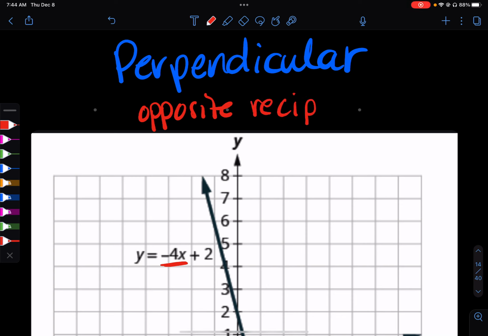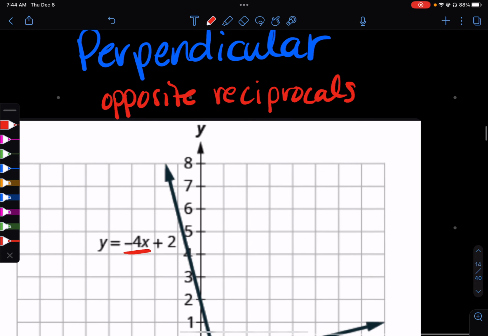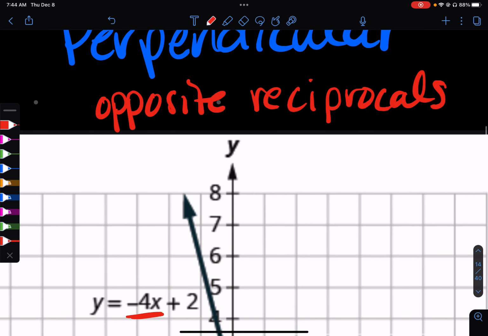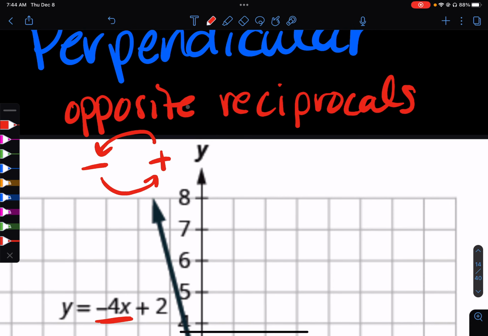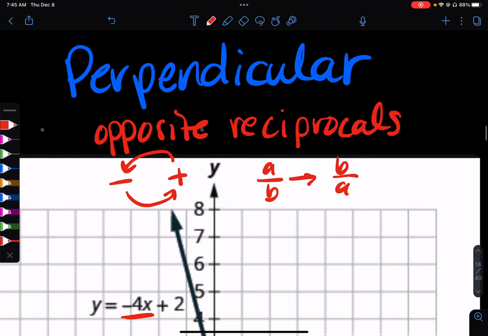All right, opposite reciprocals. Ooh, how do I spell that? Reciprocals. I think that's right. Opposite reciprocals. What that means is if your slope is minus, it's going to need to change to a plus. So if it's a minus sign, you need to change it to a plus. But if it's a plus, you need to change it to a minus sign. And then reciprocal means if you have a fraction, right? Let's say we had a over b, just some random numbers. Its reciprocal is now going to be b over a. So you flip it. So opposite means change the sign, reciprocal means make it a fraction and flip it, or if it's a fraction already, flip it.